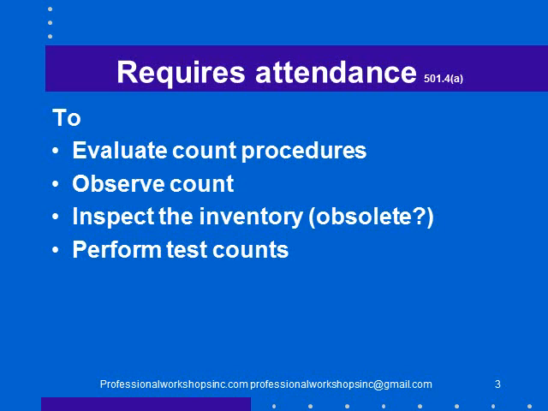So we will evaluate the count procedures. That's a control test. We will observe the count to see whether the controls are working. That's another control test. We will then inspect the inventory, substantive test, looking for things like obsolescence. And we will then perform test counts, another substantive test. And the extent of all of those is up to us, but we must do something in each of the 4.